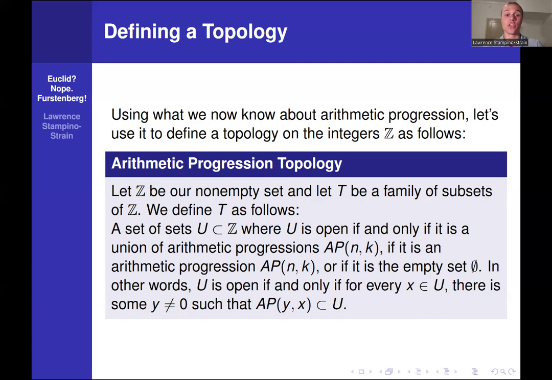In other words, U is open if and only if, for every x in U, there is some y not equal to 0, such that AP yx is a subset of U, and U is an element of T.